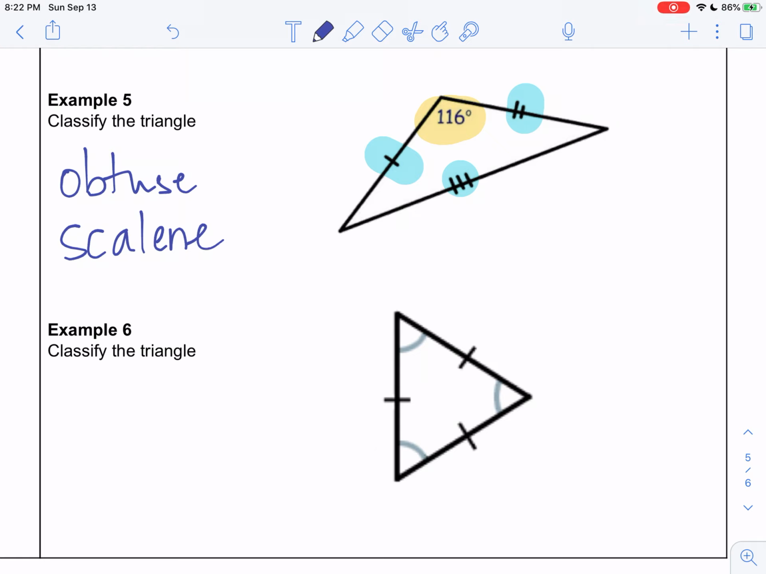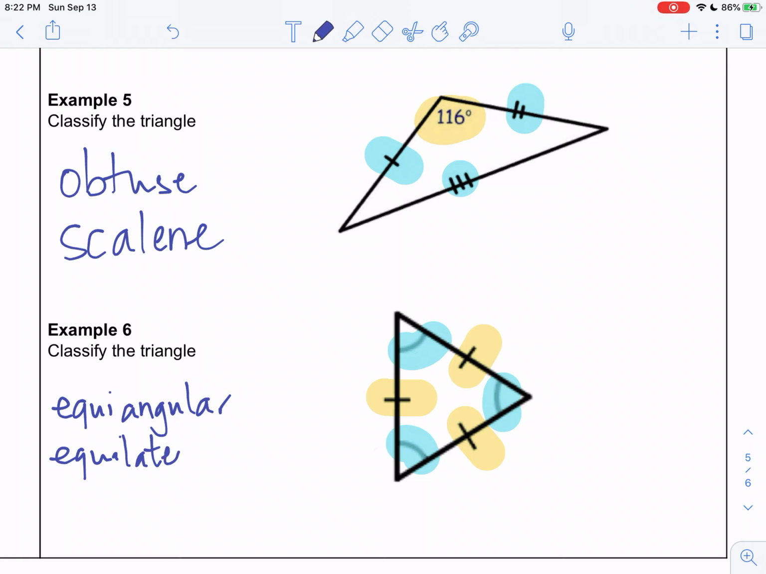My last example, pause the video, come up with 2 different ways to classify this one. I notice that all three angles have the same half circle, so that means it is equiangular. I also notice that the three sides are all the same length, so it would be equilateral. Since it's equilateral, I know it also has to be isosceles because it has at least two equal sides.